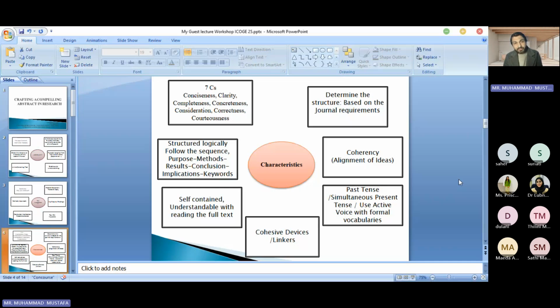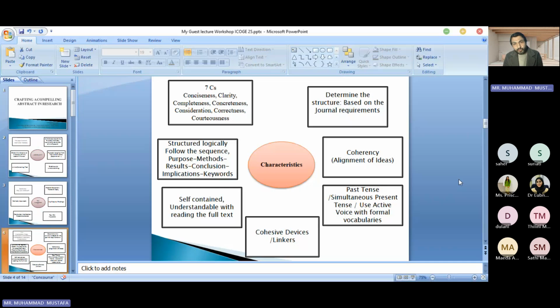After completing the one-paragraph abstract, keywords are given, and keywords should number 4 to 6, mostly 5 keywords, but it has been observed that 4 to 6 keywords are commonly used in good research abstracts.